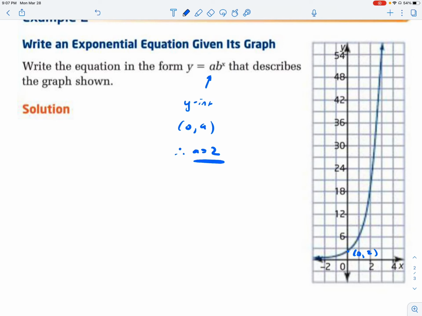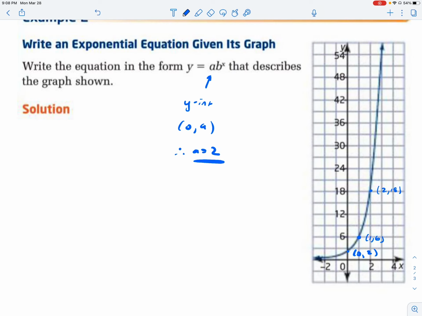That's really helpful. I already know that I have something in the form y equals 2 times b to the x. What I need to see next is how the points are changing. It looks like I have a point here, 1, 6. And then there's probably another point right here, that looks like it's at 2, 18.